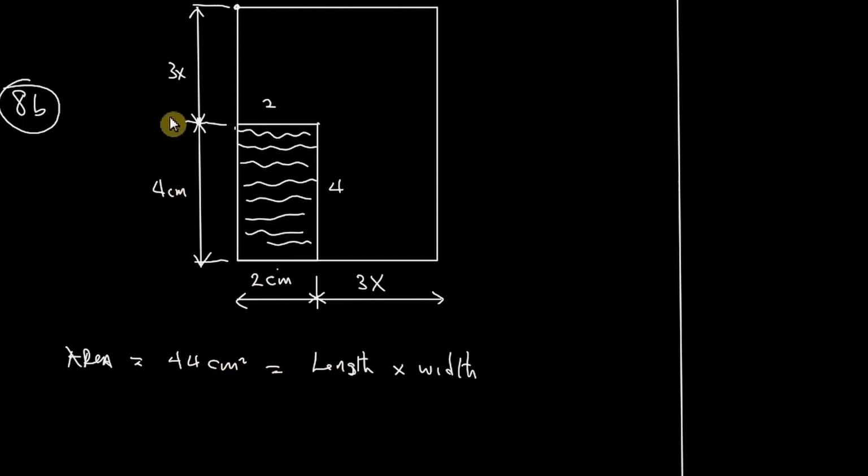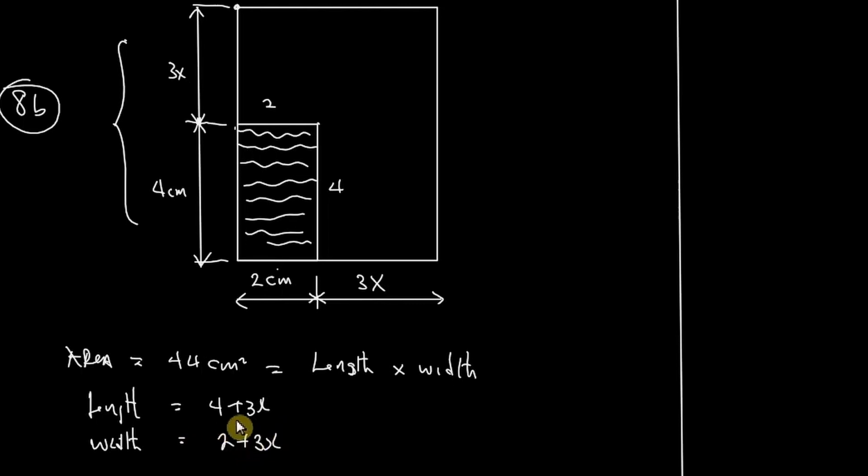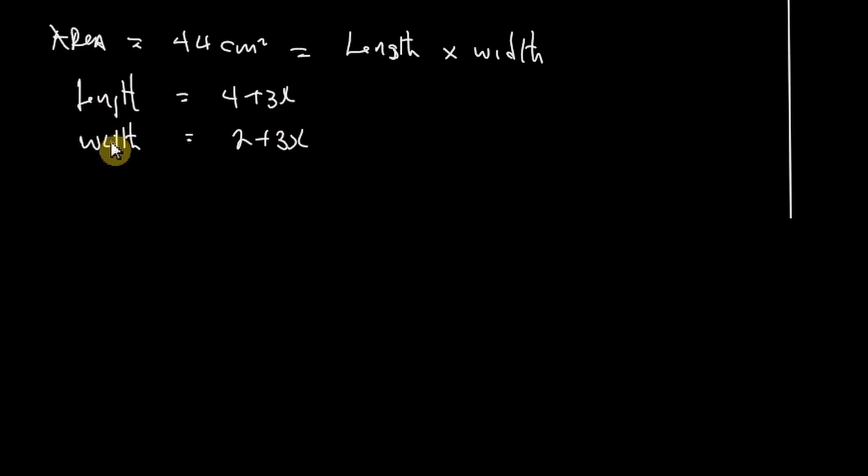But the length is given as 4 plus 3x, so the length is given as this one here. So we could write then that length is equal to 4 plus 3x, and width is equal to 2 plus 3x. And these are all in units of centimeters. So length multiplied by width is equal to 44 cm squared. So we could write that (4 plus 3x) multiplied by (2 plus 3x) would be the area, which we know to be 44 cm squared.